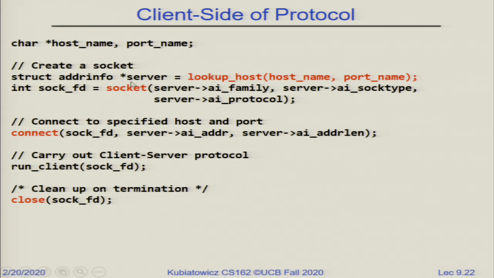Once we've got that, we allocate a brand new socket with some of the stuff that came back from lookup host, like what family are we dealing with, like AF, the IPv4 family. What type of socket? Maybe it's a stream. What type of protocol, like TCP, whatever. That gives us back a file descriptor.